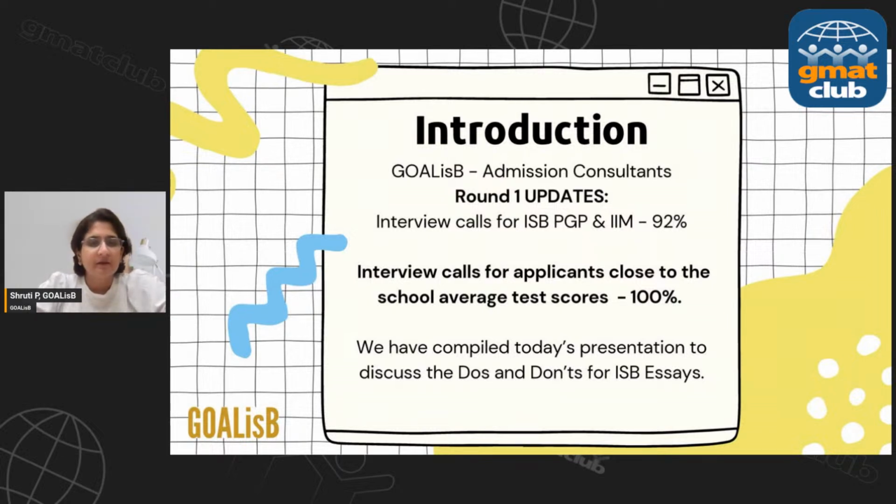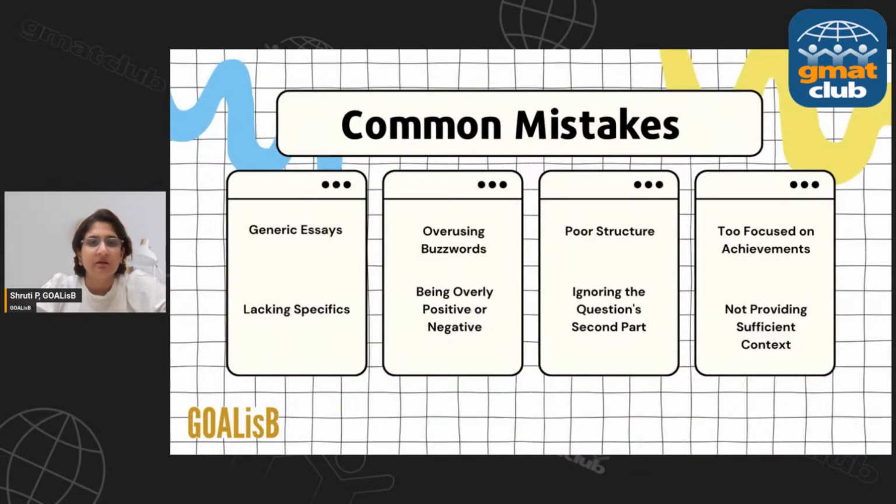Right. So we are GoalISB and we are ISB admissions consultants. And some round one updates from us are that we have achieved around 92% interview calls for ISB, PGP, and IIM across the board. And in terms of the interview calls for applicants who have been close to the average test scores, our results have been around 100%. And what we have compiled today is a presentation to discuss the do's and don'ts for the ISB essays for applicants who are going ahead in the next phase of the application cycle.